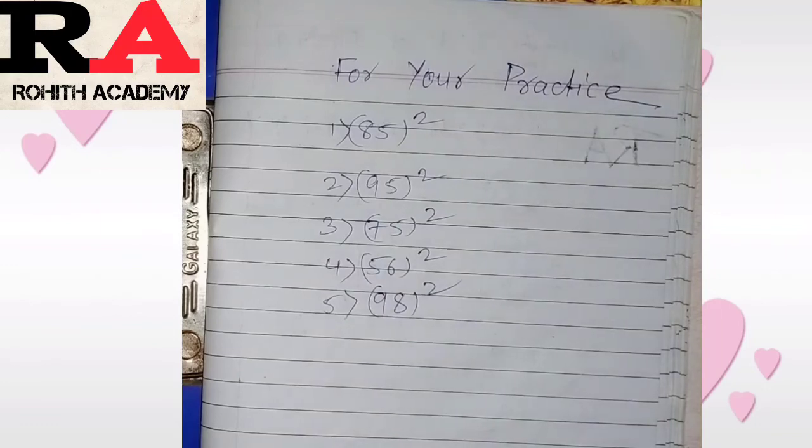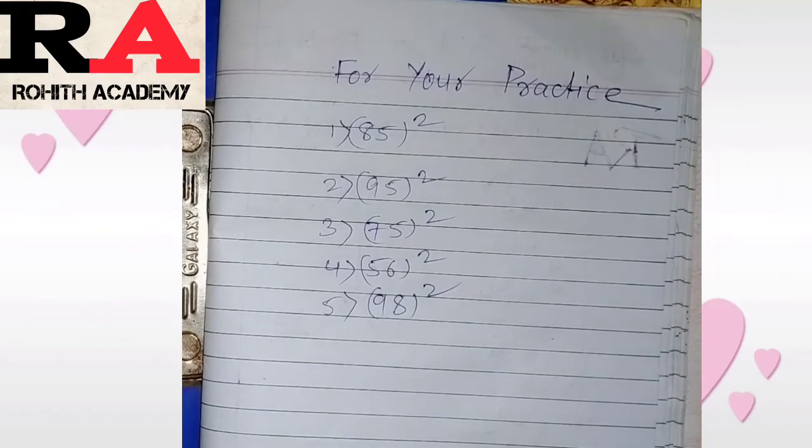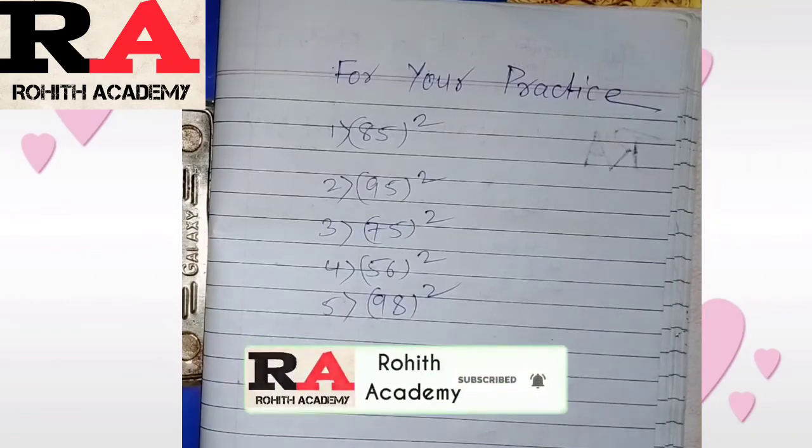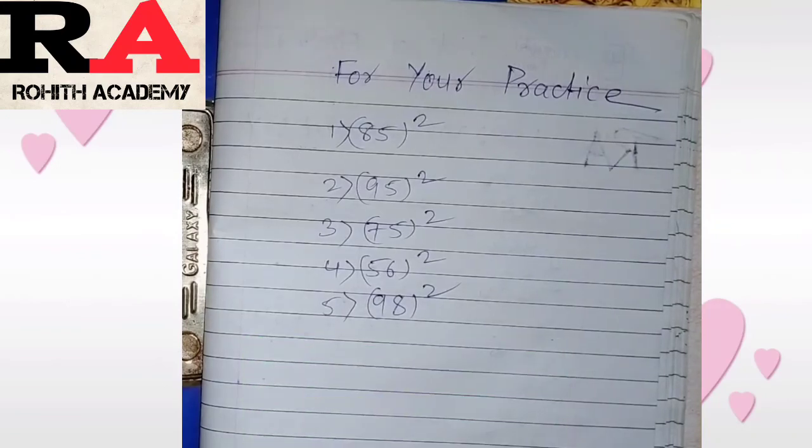So friends, today's video comes to an end. In the next video I will bring more new tricks of maths. This is a universal trick of finding squares from 1 to 100. This is the easiest and best method of finding squares.